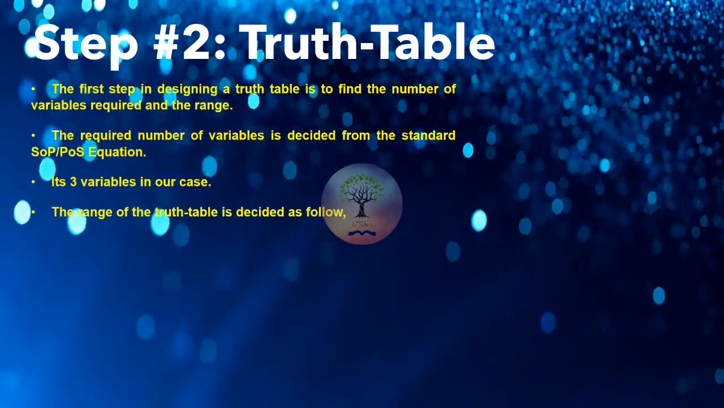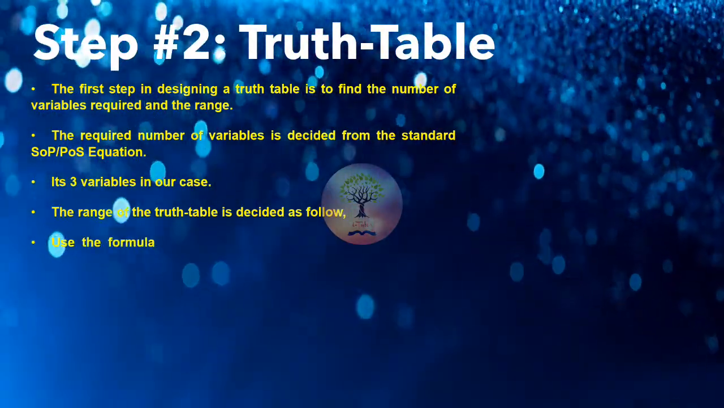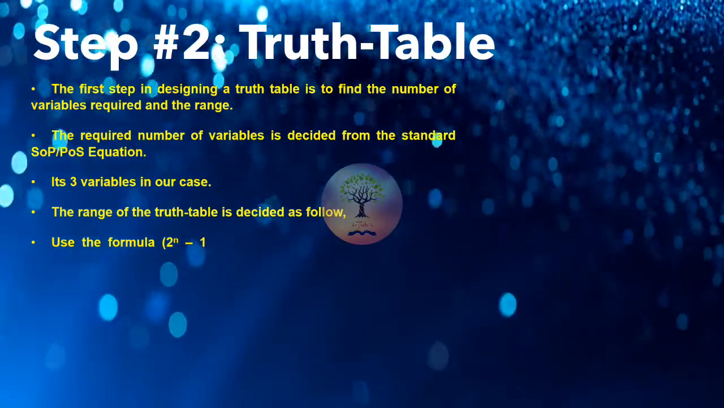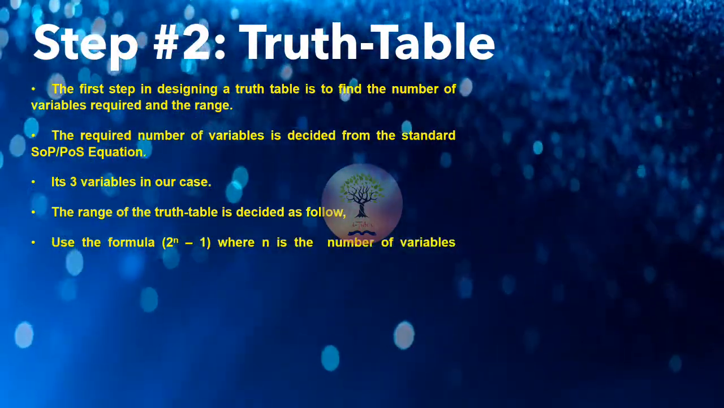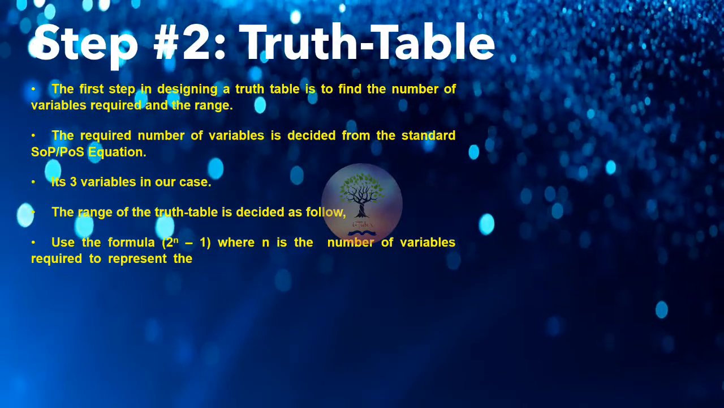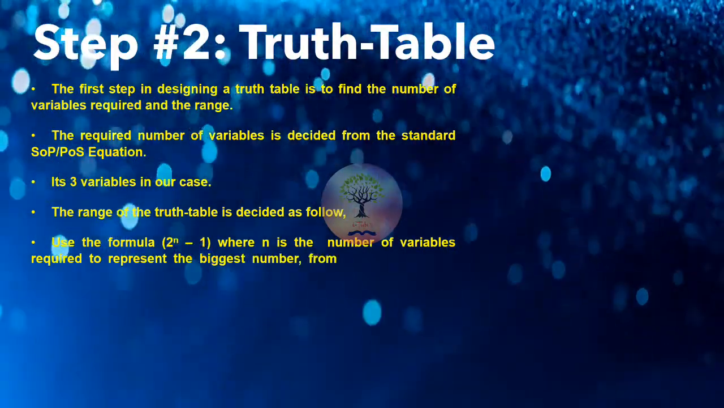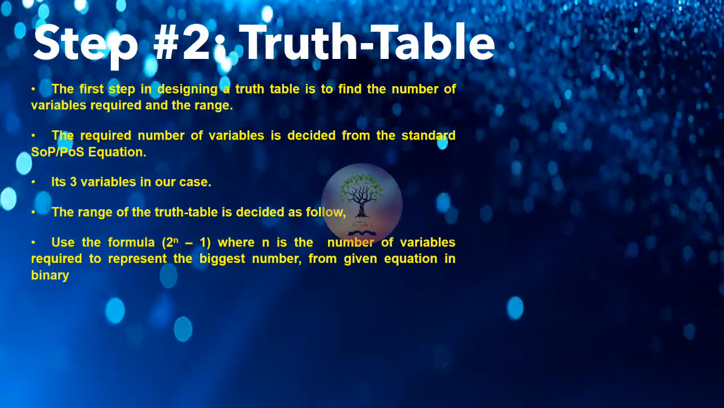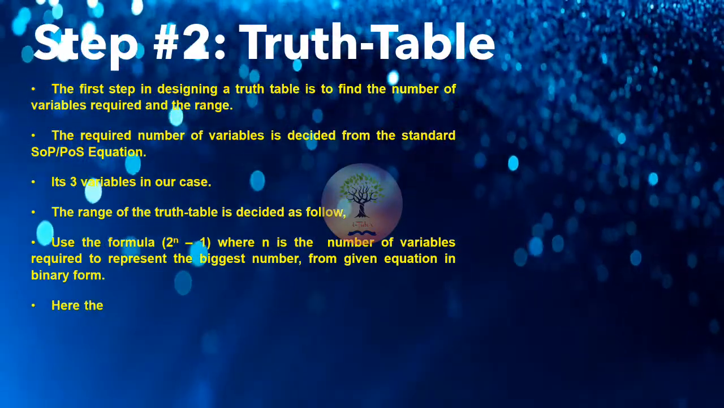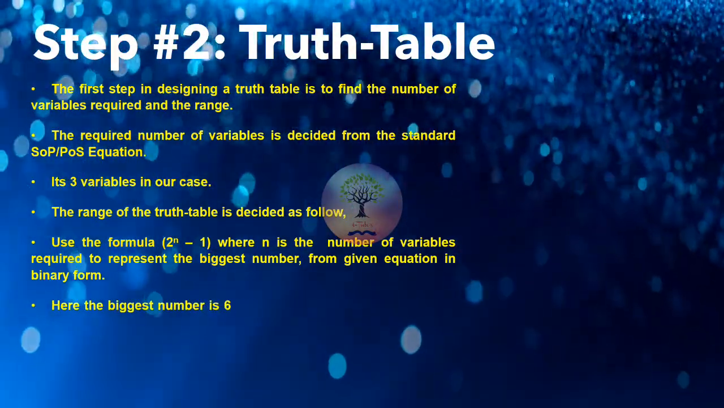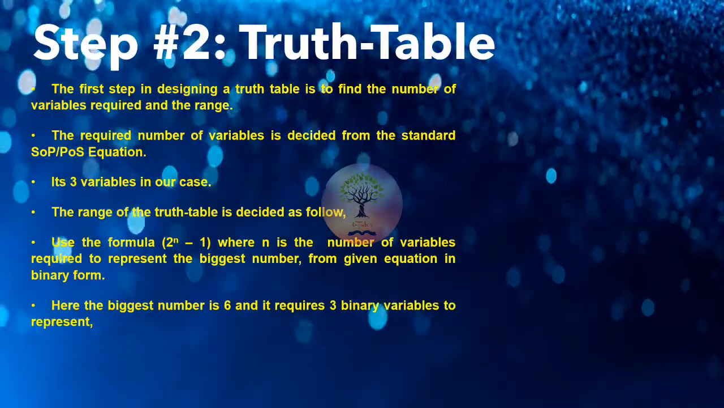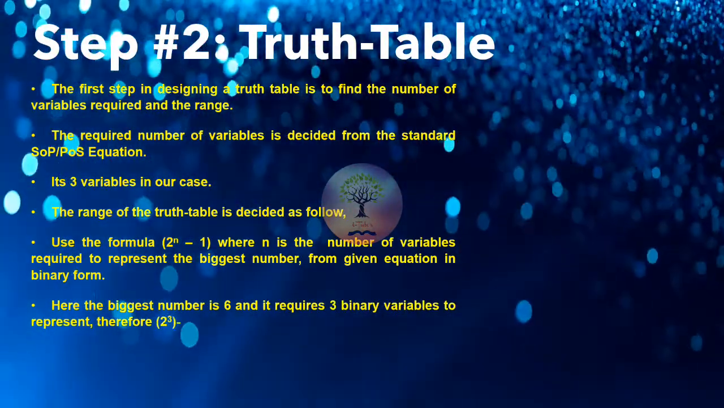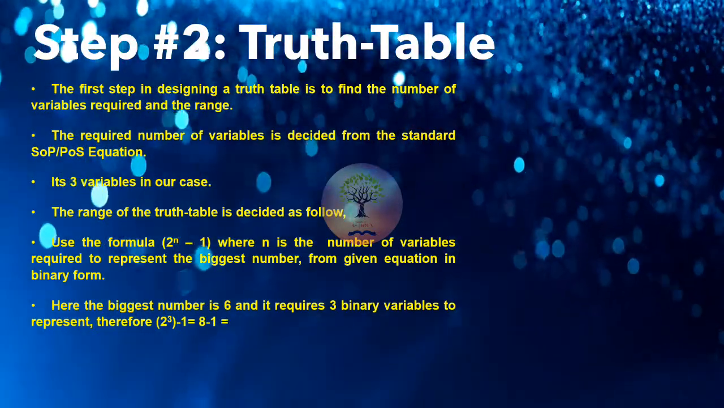The range of the truth table is decided as follows. Use the formula 2 power n minus 1, where n is the number of variables required to represent the biggest number from the given equation in binary form. Here the biggest number is 6 and it requires 3 binary variables to represent. Therefore 2 power 3 minus 1 equals 8 minus 1, which is equal to 7. Thus, our truth table range is 0 to 7.